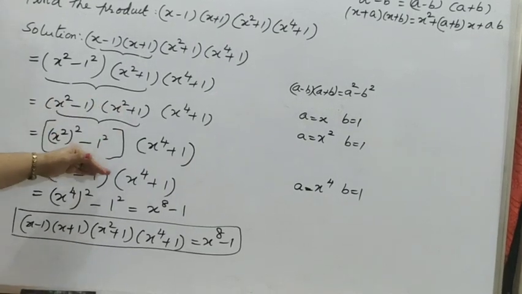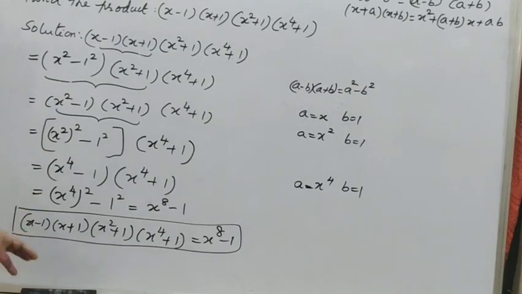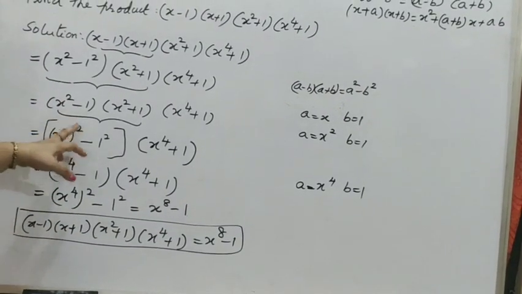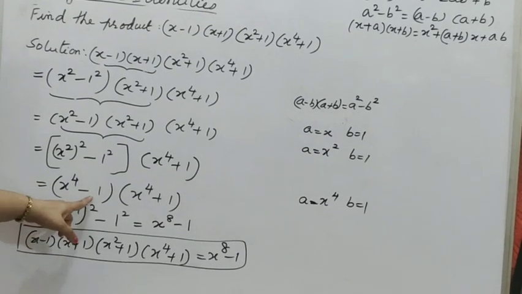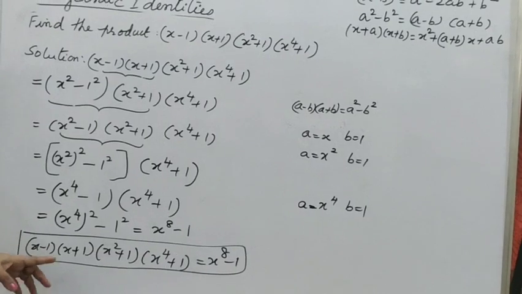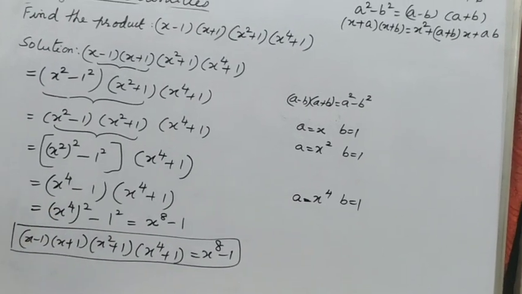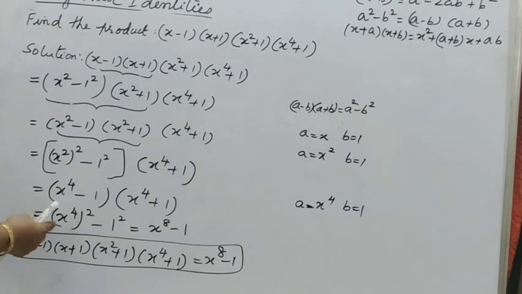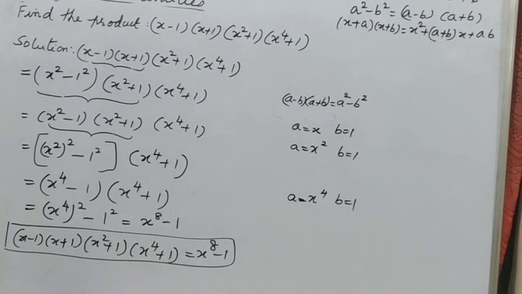So again we are using it, but what change happened here? a became x square, b is 1 only. So here a square means x square whole square. So we are getting x raised to 4 minus 1. So what is the last term now? x raised to 4 plus 1. Again if you compare these two brackets, what you can see is it is in the form a minus b into a plus b. So on expansion, what you will get? x raised to 8 minus 1.